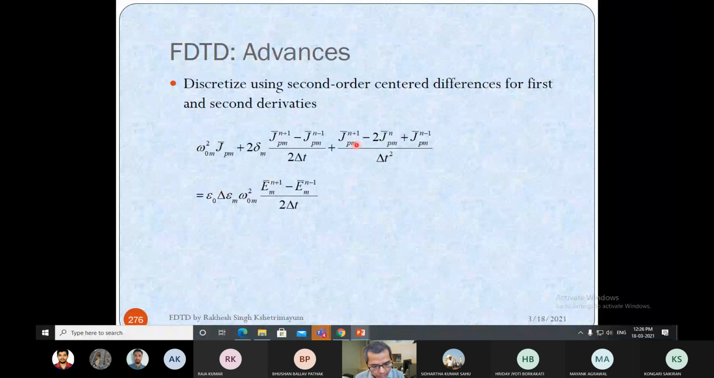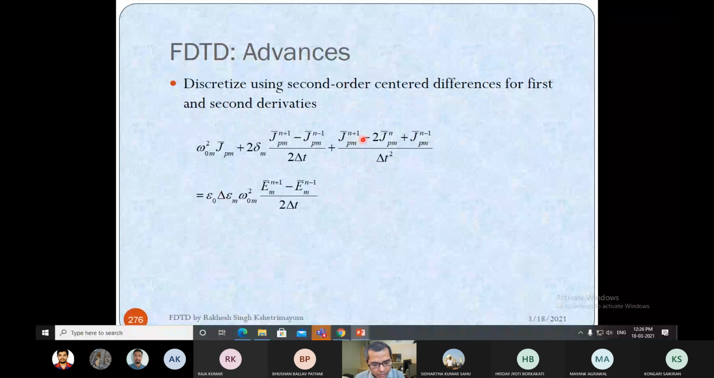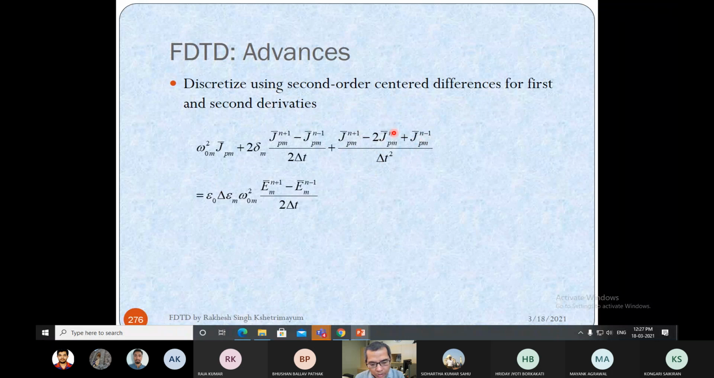So if I want to find the double derivative of JPM with respect to time, then I will have JPM at n plus 1 minus 2 JPM at n plus JPM at n minus 1, divided by delta t square. Since I have JPM at n plus 1 and JPM at n minus 1, I have 2 time intervals here for the double differentiation.